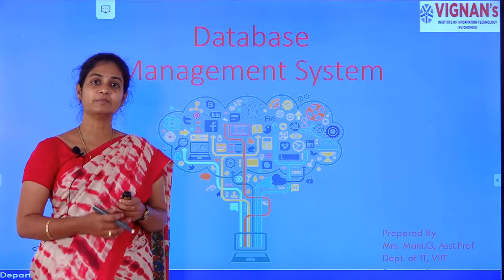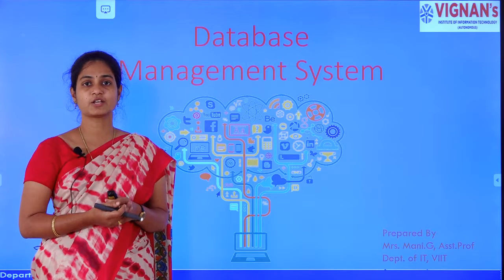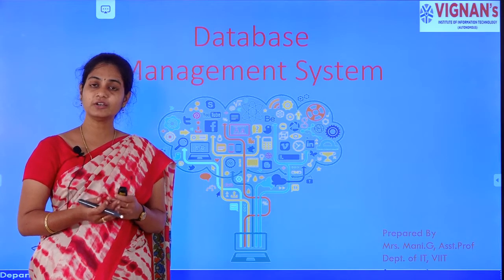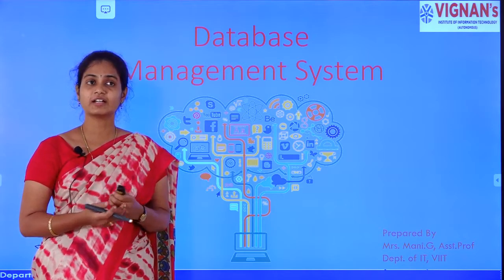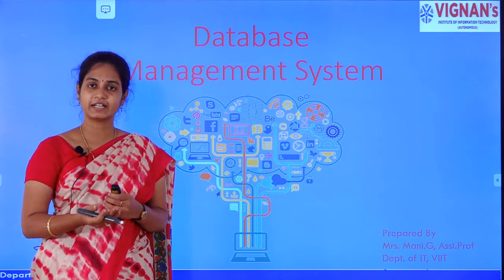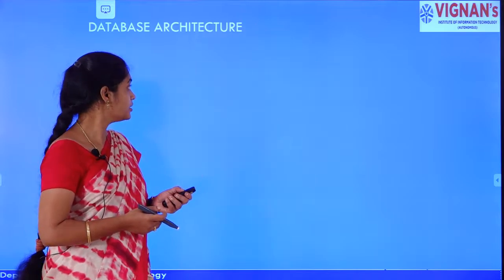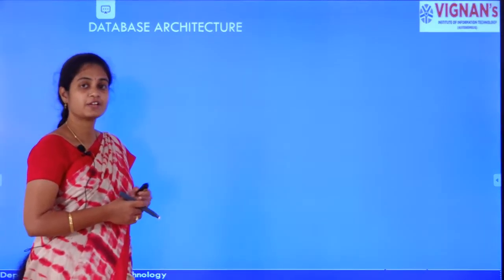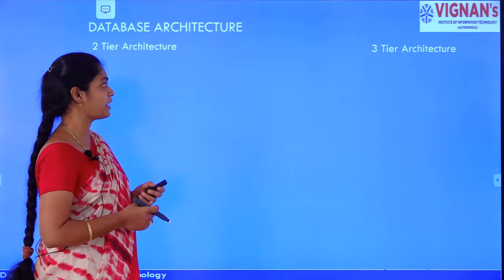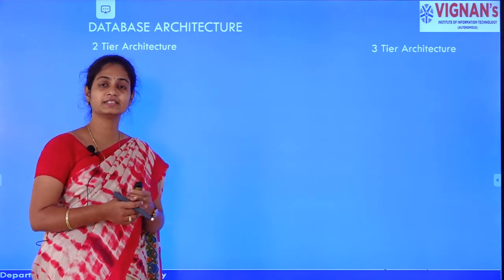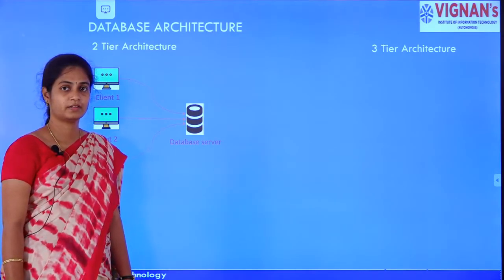In order to develop any database, first you need to know about the architecture. Unless we know the architecture, we cannot design the database, nor can we implement the database structure. So today we will be seeing about database architecture. We have two kinds of architecture. One is two-tier architecture and the other one is three-tier architecture.